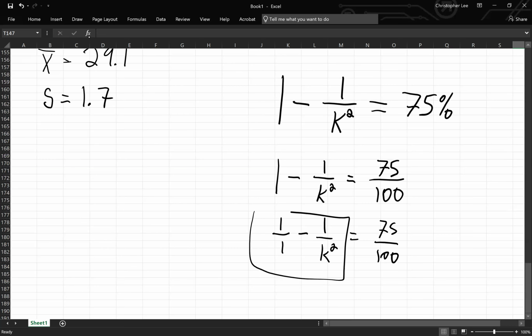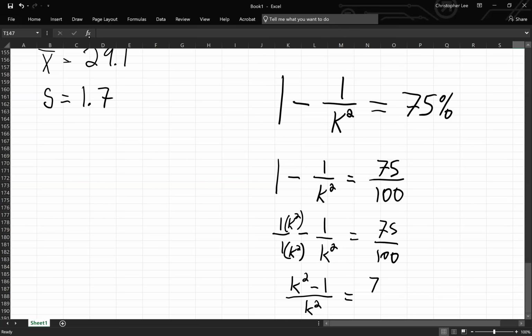The LCD right here, what would the LCD be? K squared, right? So I have to have the same denominator. So I'm going to multiply this by k squared. But what I do to the bottom, I have to do to the top. So now what do I have? I have k squared minus 1 over k squared is equal to 75 over 100.